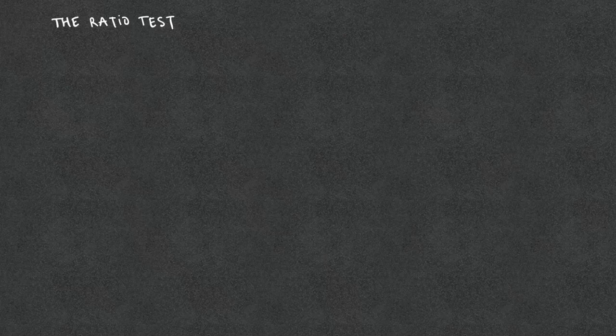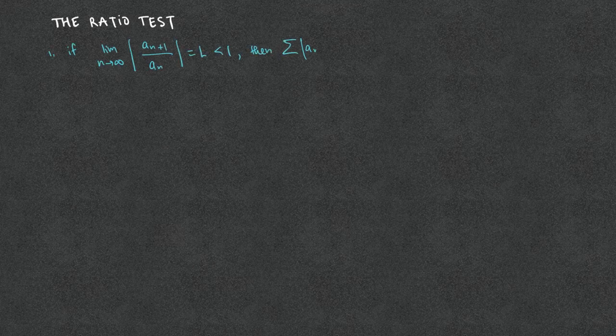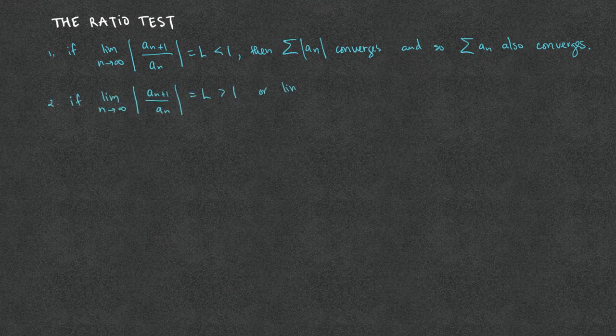The ratio test. If the limit as n goes to infinity of the ratio a sub n plus 1 over a sub n is strictly less than 1, then the series converges absolutely, so the series without the absolute value also converges. If the limit as n goes to infinity of the ratio a sub n plus 1 over a sub n is strictly greater than 1, or if the limit is infinity, then the series diverges.